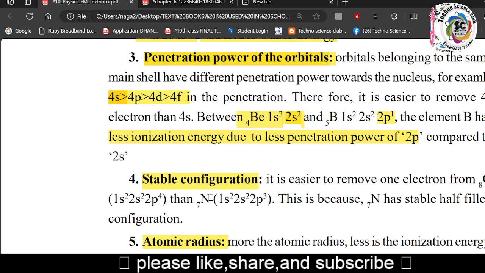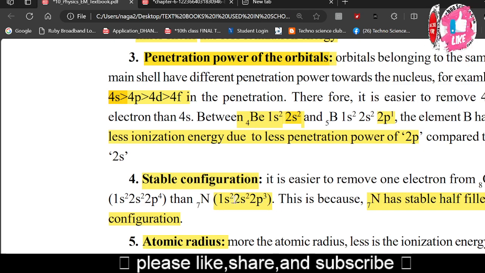The fourth factor affecting the ionization energy is a stable electronic configuration. If there is a stable electronic configuration, there is no need to take or give an electron. It is easier to remove an electron from oxygen than from nitrogen, because nitrogen has a stable half-filled configuration. We can write the electronic configuration of nitrogen, atomic number 7, as 1s2, 2s2, 2p3.